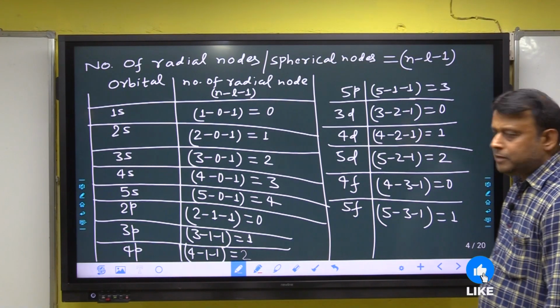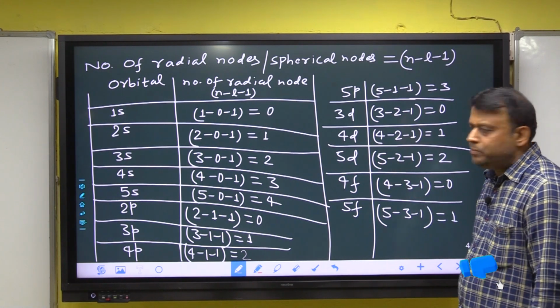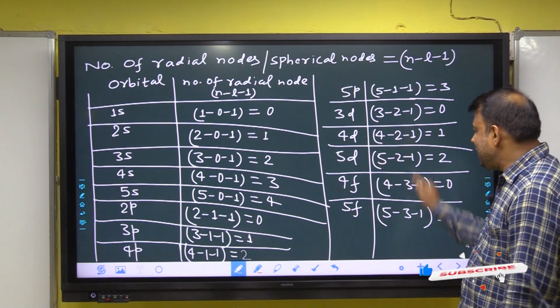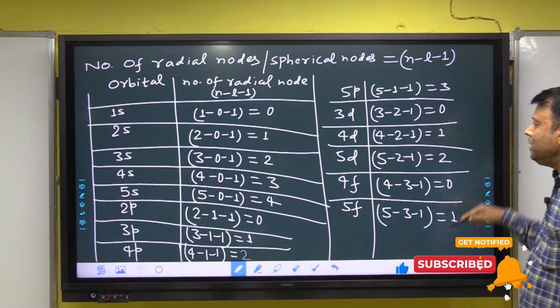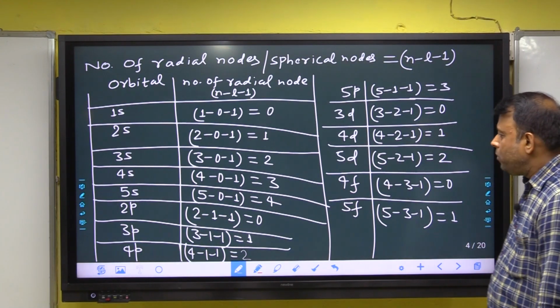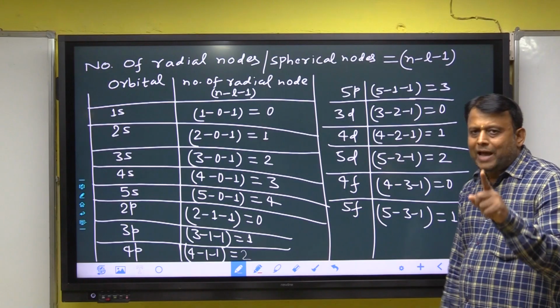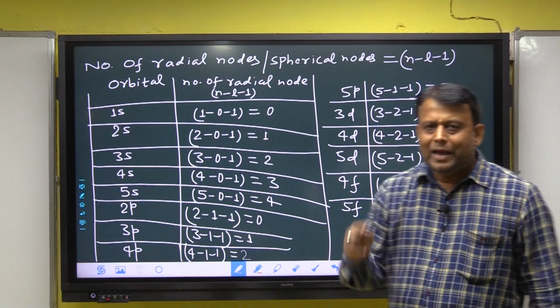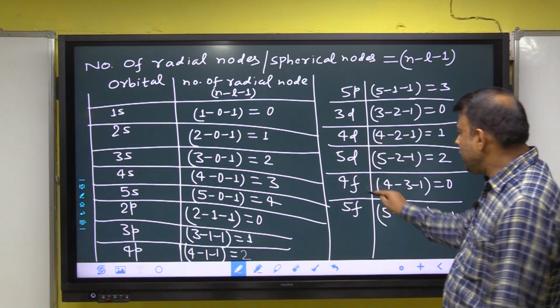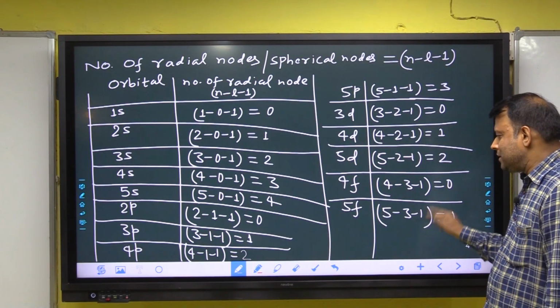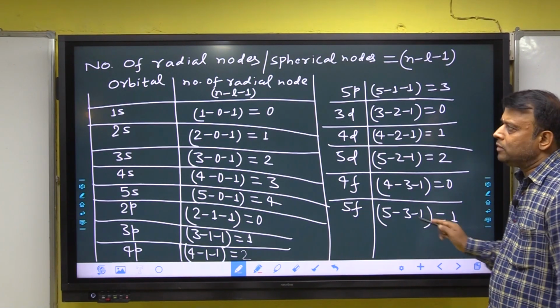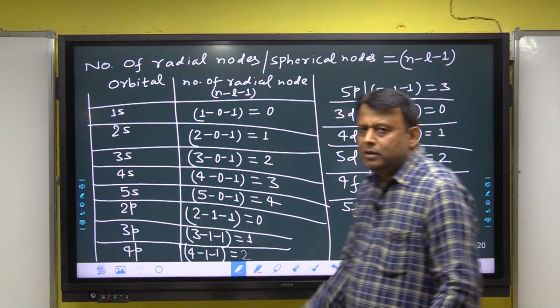For 5d, n is equal to 5. For d, L is equal to 2, minus 1. 5 minus 2 minus 1 and it is equal to 2. For 4f, we know that for the f subshell, L is equal to 3. For 4f, 4 minus 3 minus 1, 0. 5f, 5 minus 3 minus 1 is equal to 1.